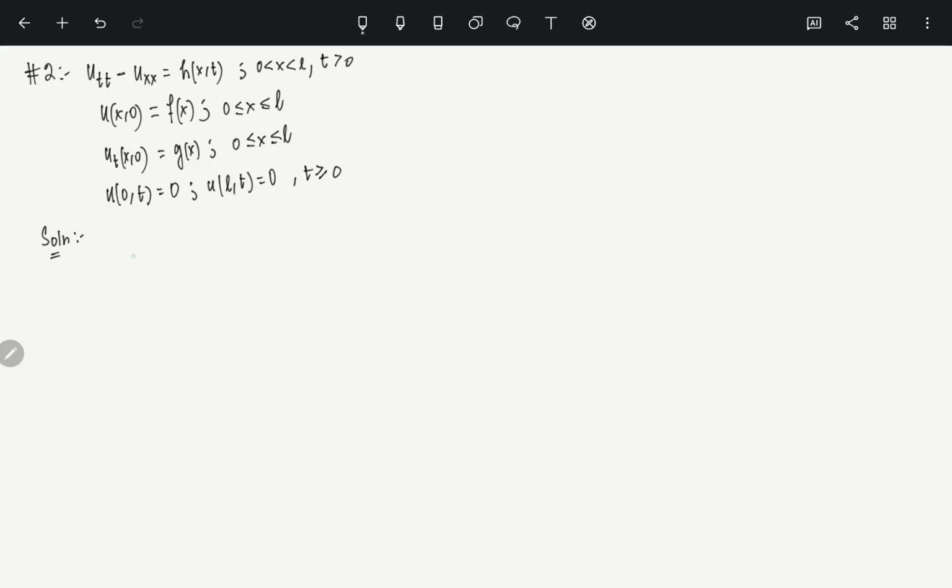Solution. See, what we will do is this. You remember while solving the problem using separation of variables, we had a bunch of eigenfunctions corresponding to x, right? Let's call those eigenfunctions capital Xn of x, equal to sine of n pi x by L.